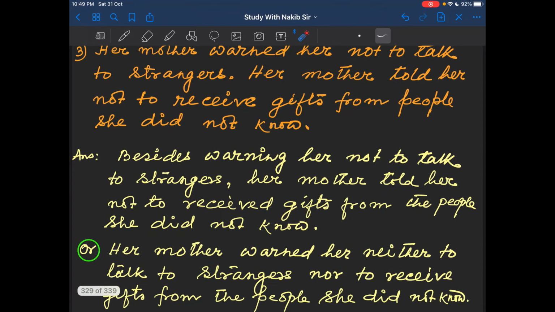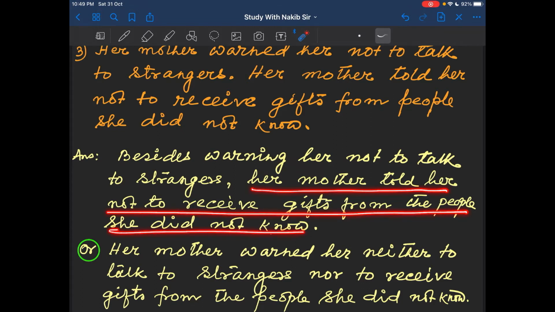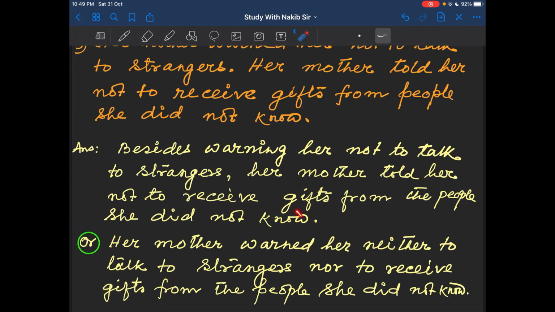See the first answer. Besides warning her not to talk to strangers, her mother told her not to receive gifts from the people she did not know. This is your combined sentence with besides.